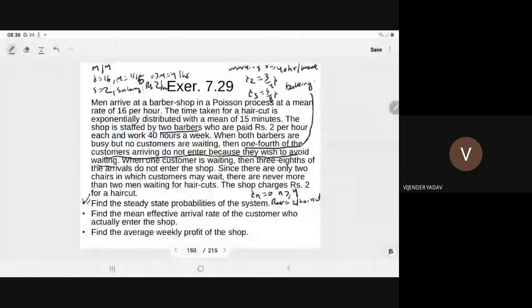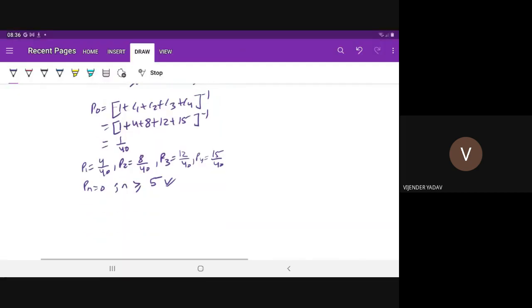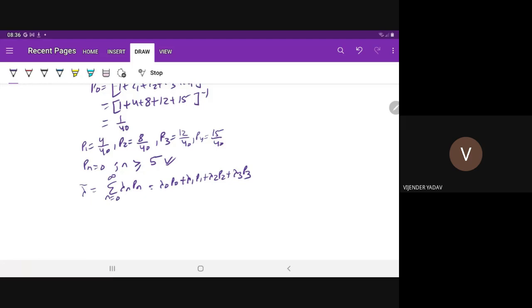Thereafter, we have computed this. Find the steady state probability for the system. Find mean effective arrival rate of the customers which actually enter the shop. So mean effective arrival rate, that is lambda bar. Lambda bar is summation lambda n into Pn for n equal to 0 to infinity. But for this case, it is lambda 0 P0 plus lambda 1 P1 plus lambda 2 P2 plus lambda 3 P3, because lambda 4 and so on are 0.